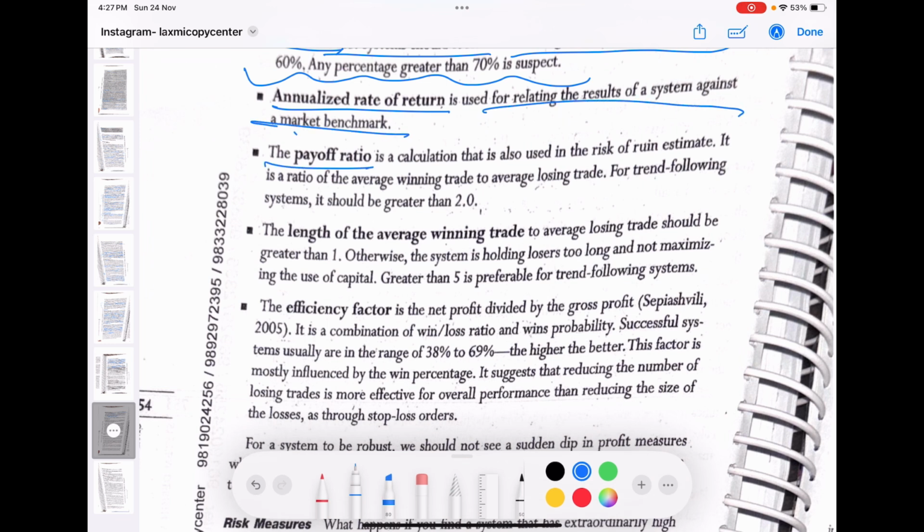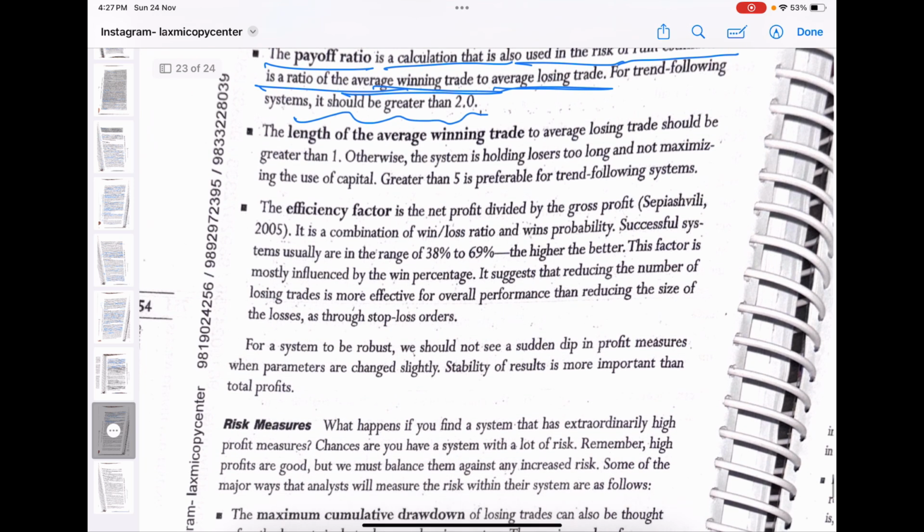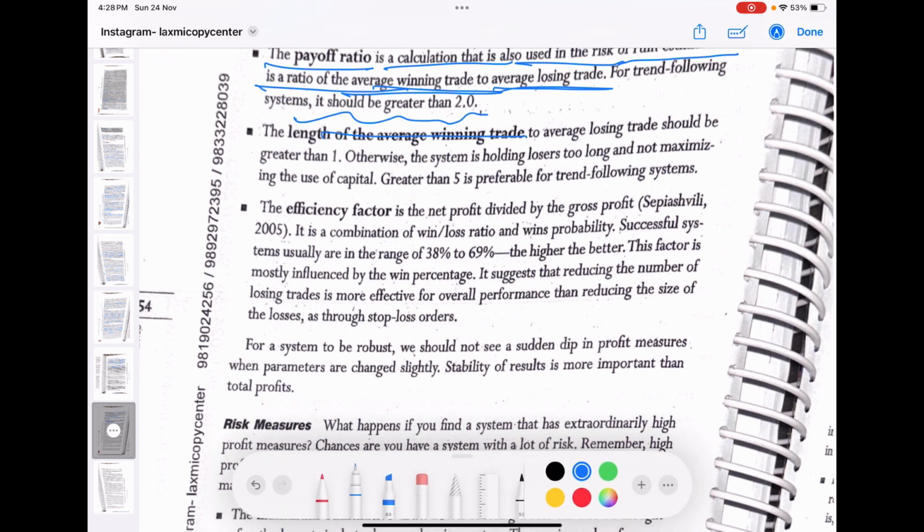The payoff ratio. Payoff ratio is the calculation that is used in the risk of ruin estimate. It is the ratio of average winning trade to the average losing trade. Okay, and it should be over 2. So, what is the payoff ratio? Payoff ratio is the ratio of the average winning trade to the average losing trade. The length of the average winning trade to the average losing trade should be greater than 1, right?